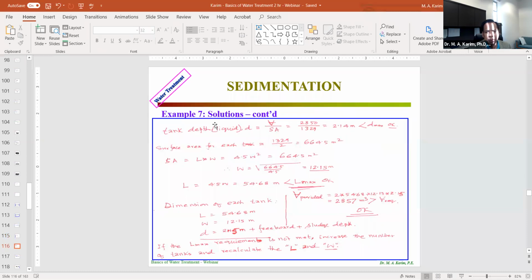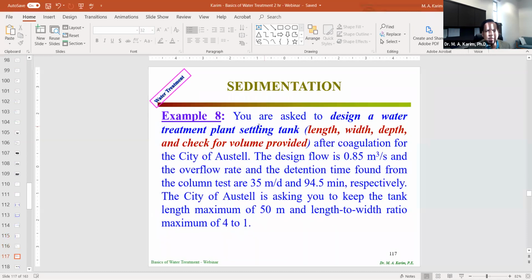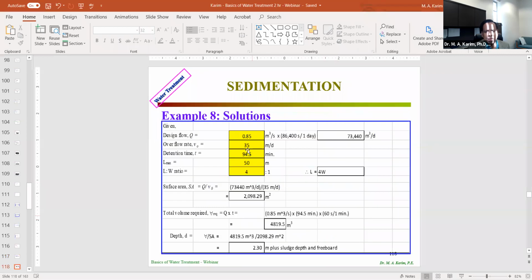Okay. So here is another problem we would like to solve again. You are asked to design a water treatment plant settling tank, length, width, depth, and check the volume provided. After calculation for the city of Hostel, the design flow is 0.85. The overflow rate and retention time are this, respectively. City Hostel keeps the length at 50 meter, and the length to width ratio is just 4:1. I think I have the solution here.